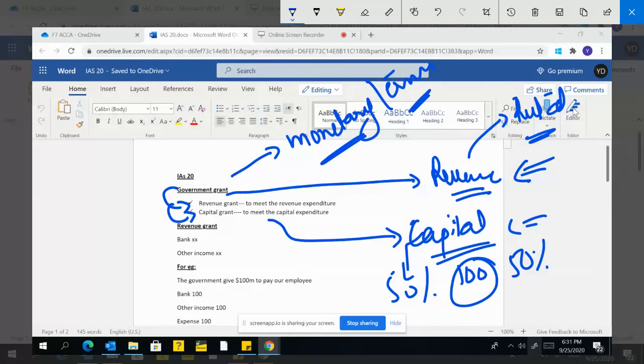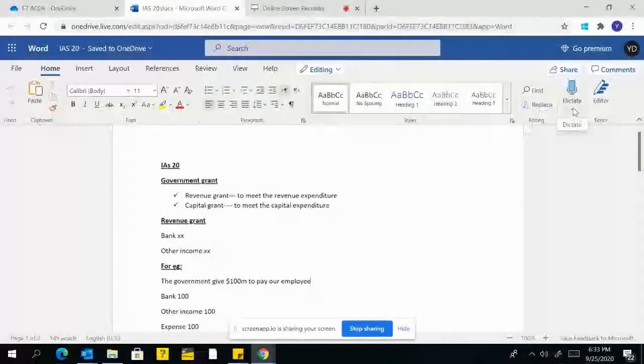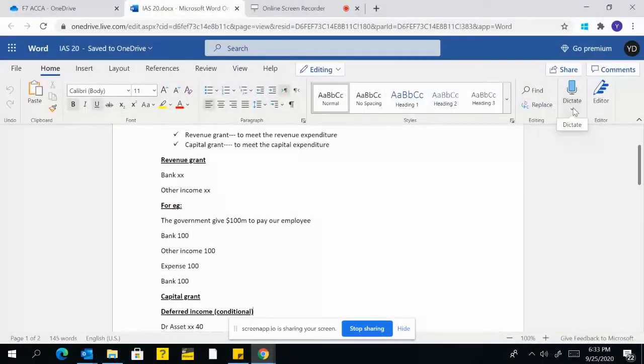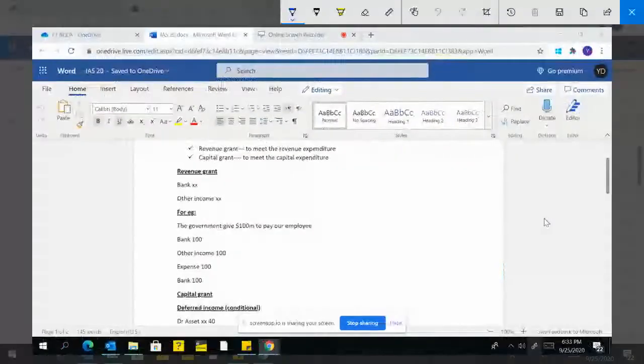Capital grant is when the government is helping you to buy some property, plant and equipment. So there are two types of grant: one is revenue grant, and the second is capital grant. So, what is the treatment of revenue grant? If the government gives you a revenue grant to meet your revenue expenditure, what is the treatment?